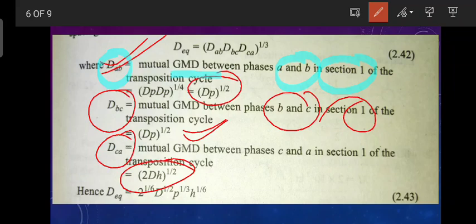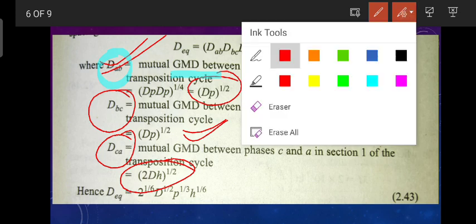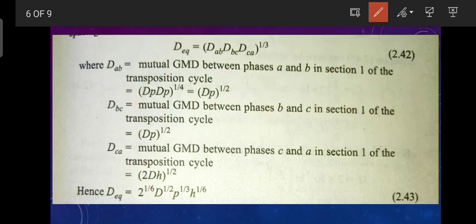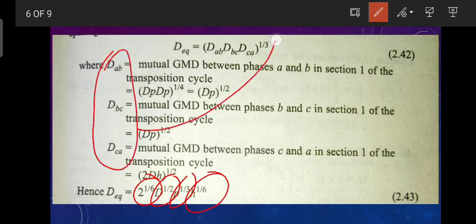So hence the equivalent geometric mean distance is equal to 2 to the power 1 by 6 into D to the power 1 by 2 into P to the power 1 by 3 into H to the power 1 by 6. By placing all the equations in this equation, we will get this 2 to the power 1 by 6, D to the power 1 by 2, P to the power 1 by 3, and H to the power 1 by 6.